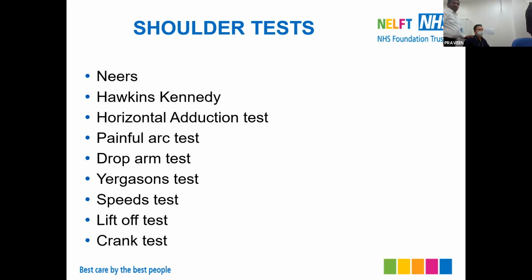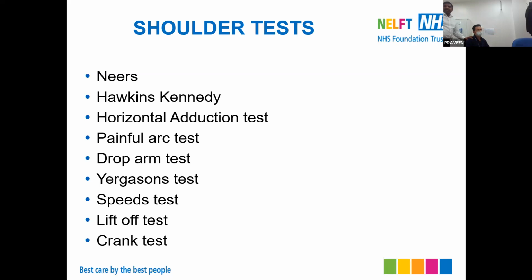The next test is the drop arm test. The drop arm test is used to diagnose a potential tear of the rotator cuff. All we have to do is passively elevate the arm to 90 degrees and ask the patient to hold. In a patient who has a complete cuff tear, they will not be able to hold and the arm will drop instantaneously, indicating they have a potential tear to the rotator cuff muscle.